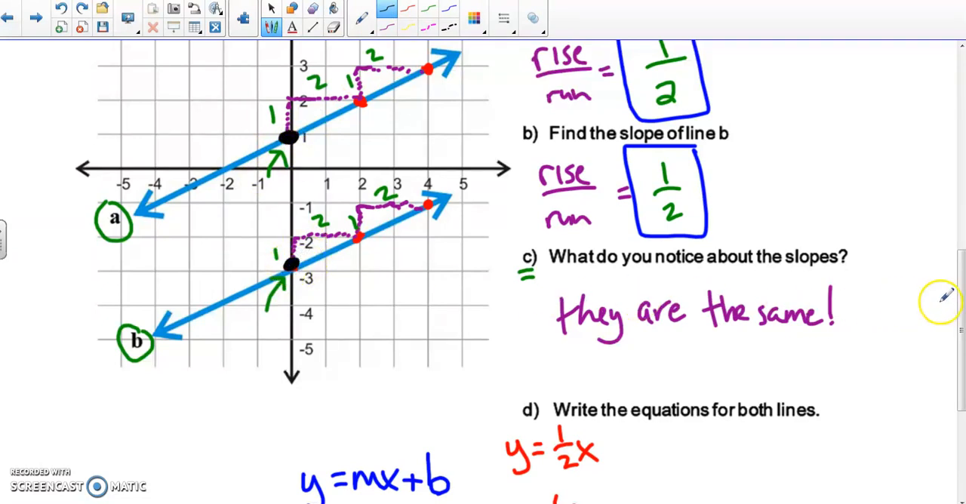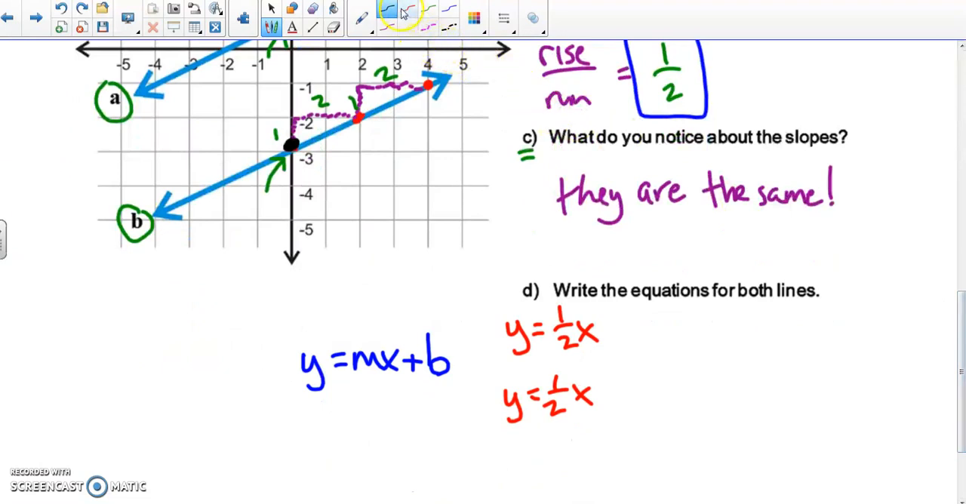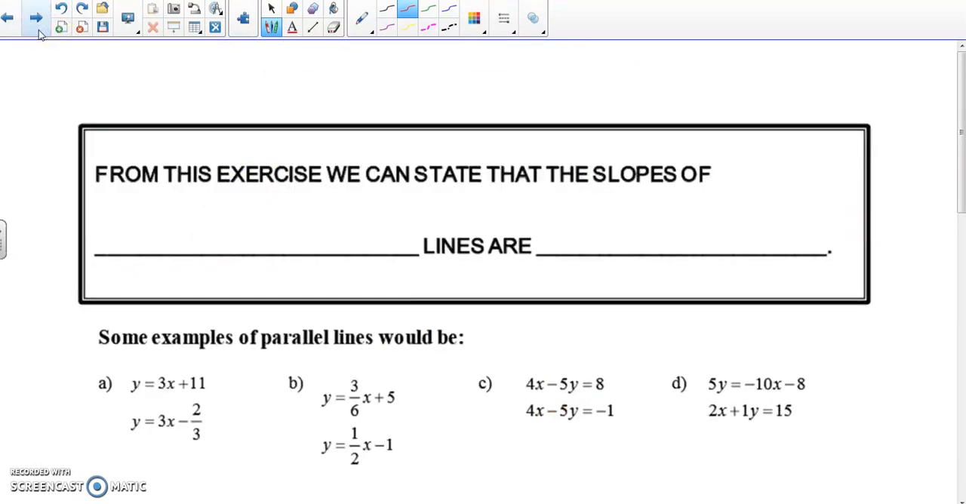So there's our y-intercepts. So in our formula, the first line A is y equals 1/2 x plus 1, our y-intercept. And line B, the y-intercept is negative 3. So there's the equation of those lines. Okay, so we'll flip. Let's fill this in. From this exercise, we can state that the slopes of parallel lines are the same. The slopes of parallel lines are the same.